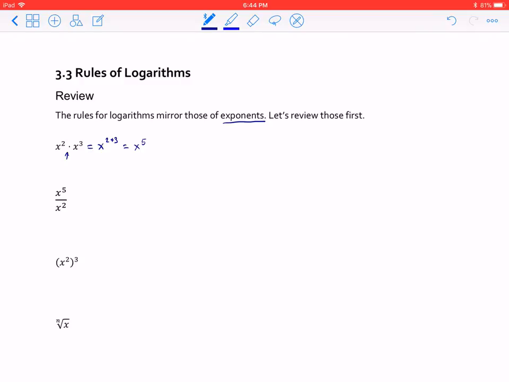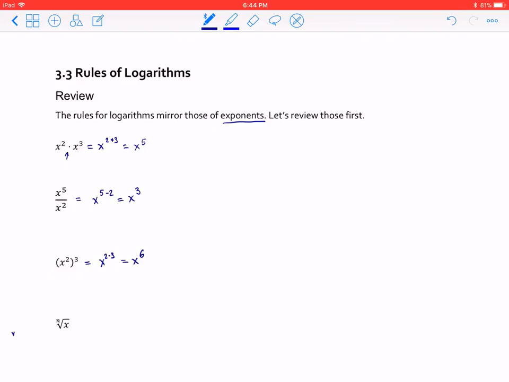Now, let's look at what happens when you have the same base and you divide. Well, you would just subtract. So you'd have x to the fifth minus 2, which is x to the third. In the third case, we have a power to another power. So we have x squared to the third. So what do we do here? Well, a power to a power means you multiply. So this gives you x to the 2 times 3, which is x to the 6.